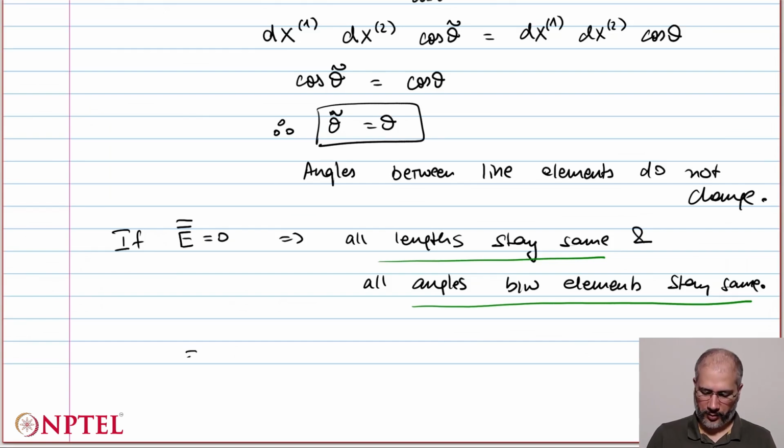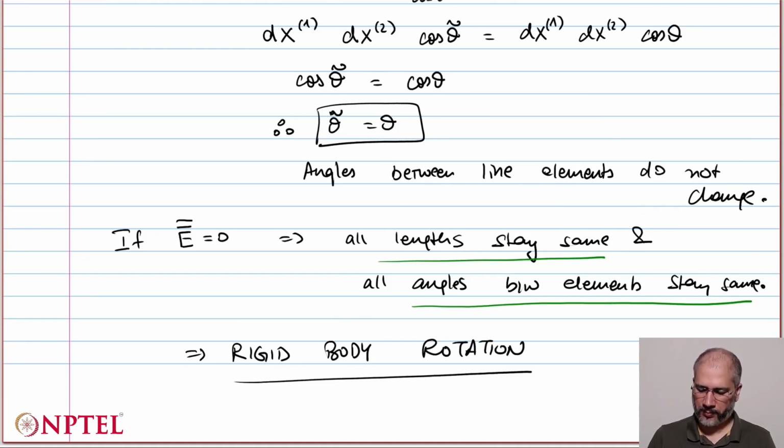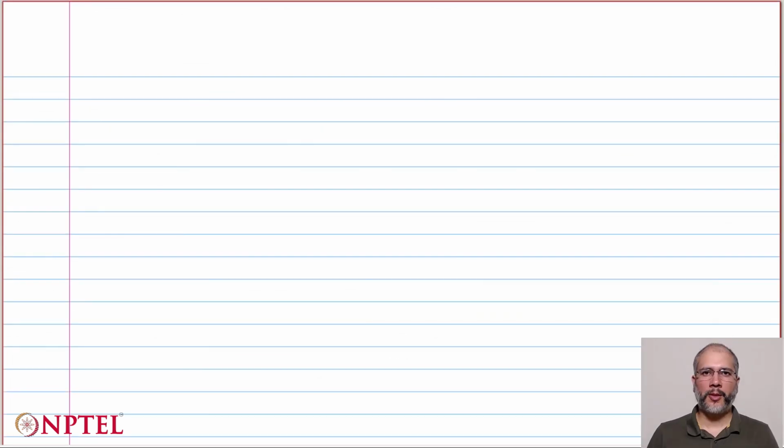So this implies that we're talking about a rigid body rotation. That's what happens in a rigid body rotation, that all lengths stay same and the angle between two line elements also stay the same. The body as a whole will rotate, but the angle between two elements originating from a point P will stay the same. So the result that we have got is actually quite interesting.